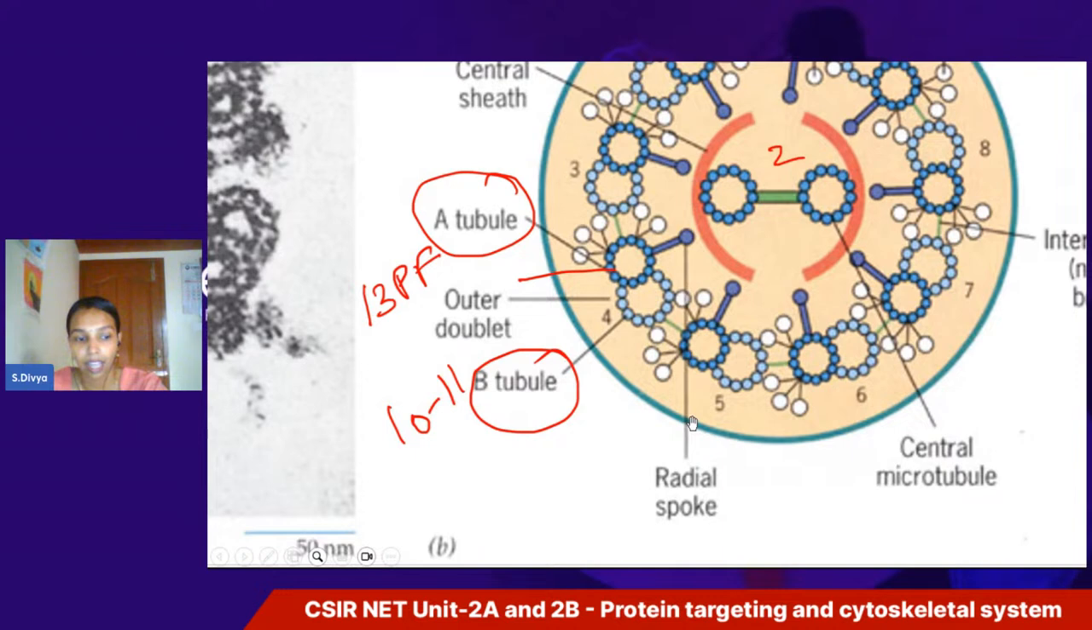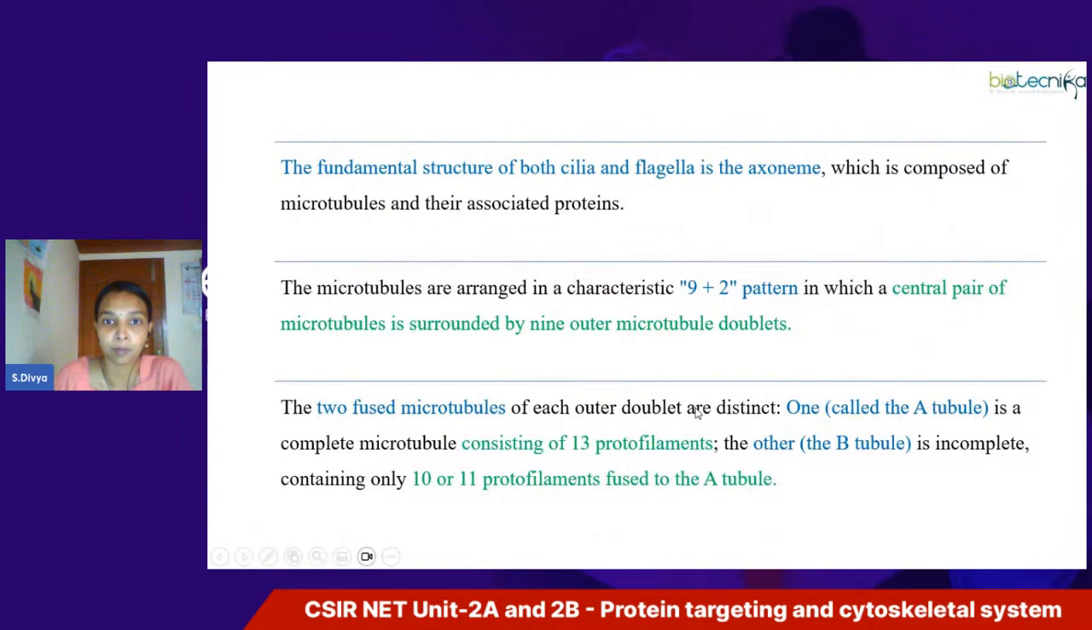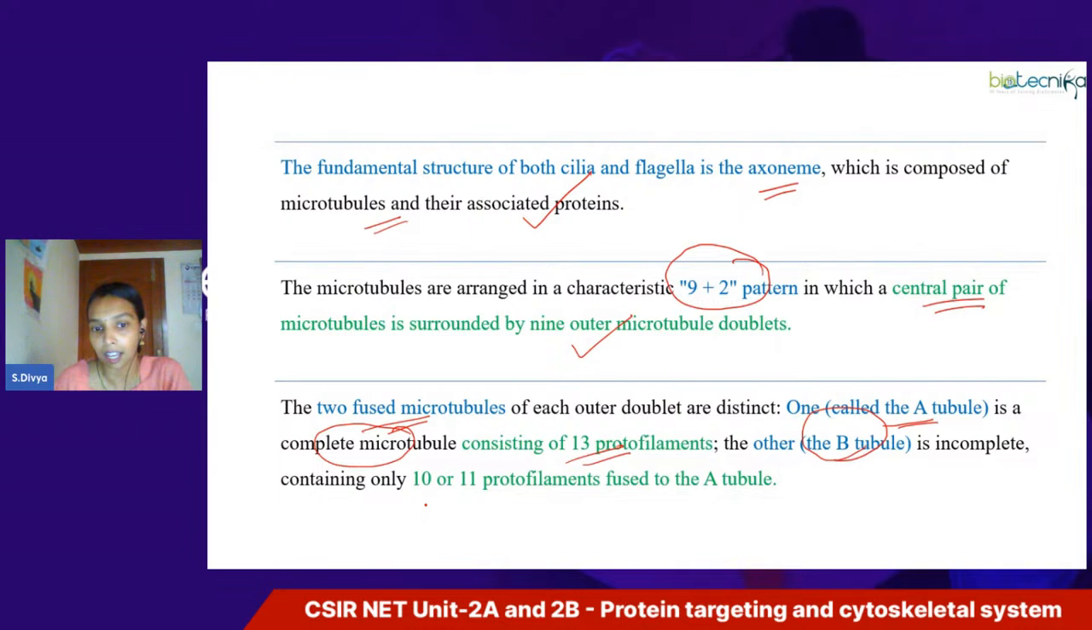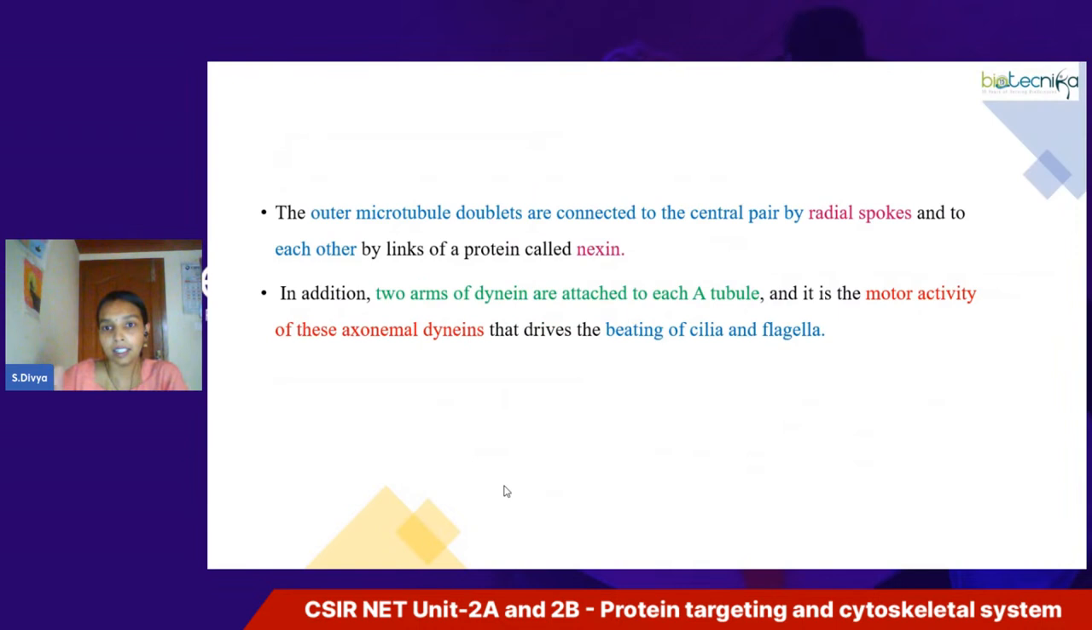So the fundamental structure of both cilia and flagella is the axoneme, which is composed of microtubules with their associated proteins. As you told me, it is a 9+2 arrangement composed of a central pair of microtubules surrounded by 9 outer doublets. The two fused microtubules are composed of two structures. One is the A tubule, which is a complete microtubule of 13 protofilaments, and the other is the B tubule, which is incomplete, having around 10 to 11 protofilaments. Apart from that, they are connected to each other by radial spokes and nexin being the bridge.